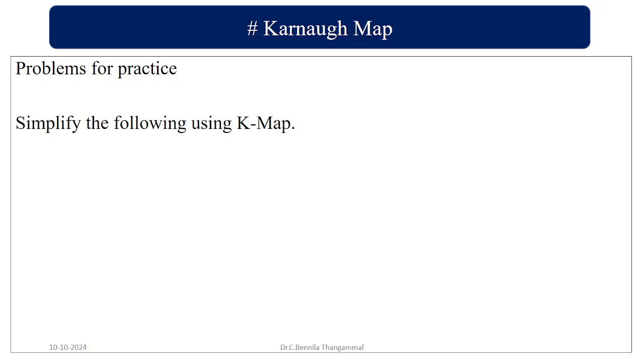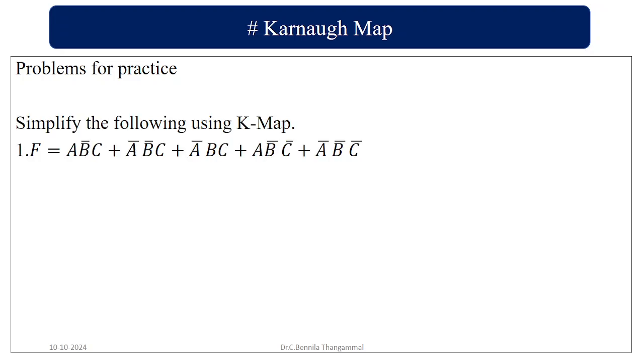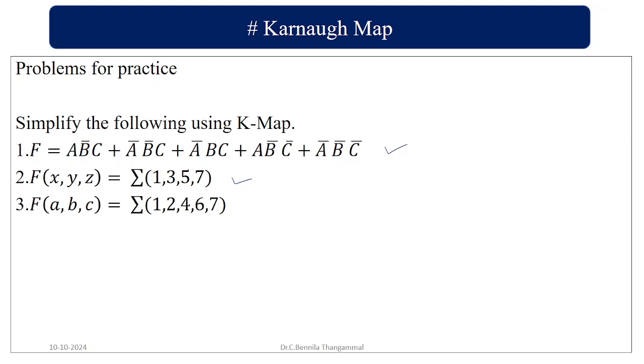So problems for practice. Simplify the following problems here. In this one, they have given your F, you have to find your minterms and then solve. Simplify using your 3 variable coordinate map. Since it has 3 different variables, you have to use a 3 variable coordinate map. Here they have given the minterms straight away. You can go for a 3 variable coordinate map because the maximum is going to be 7. So 2 power 3 is 8, 8 minus 1 is 7. So it's going to be 3 variable. And here it's also going to be 3 variable.